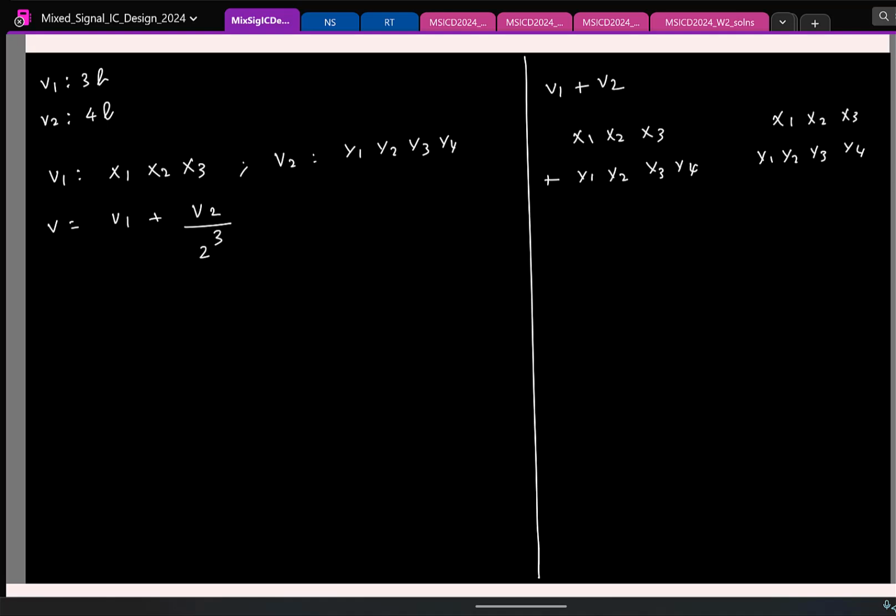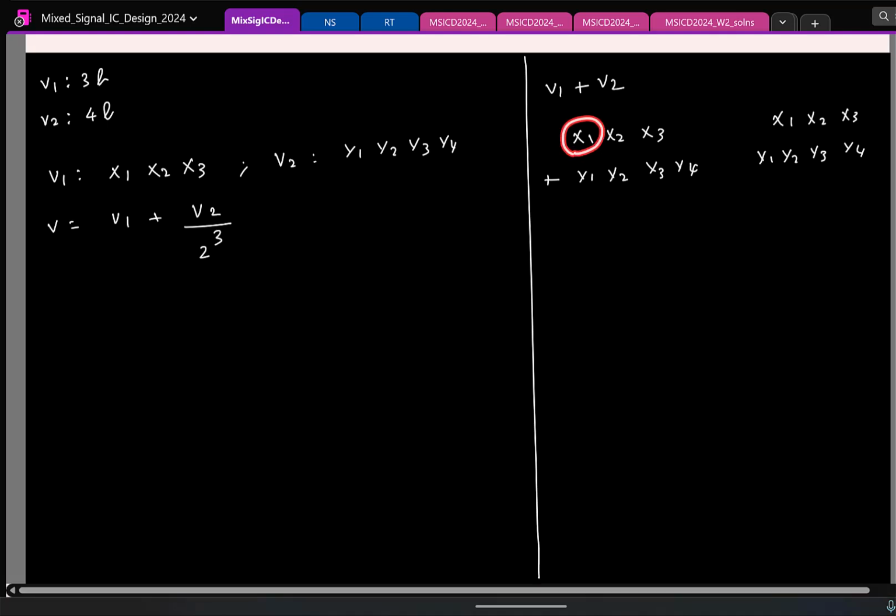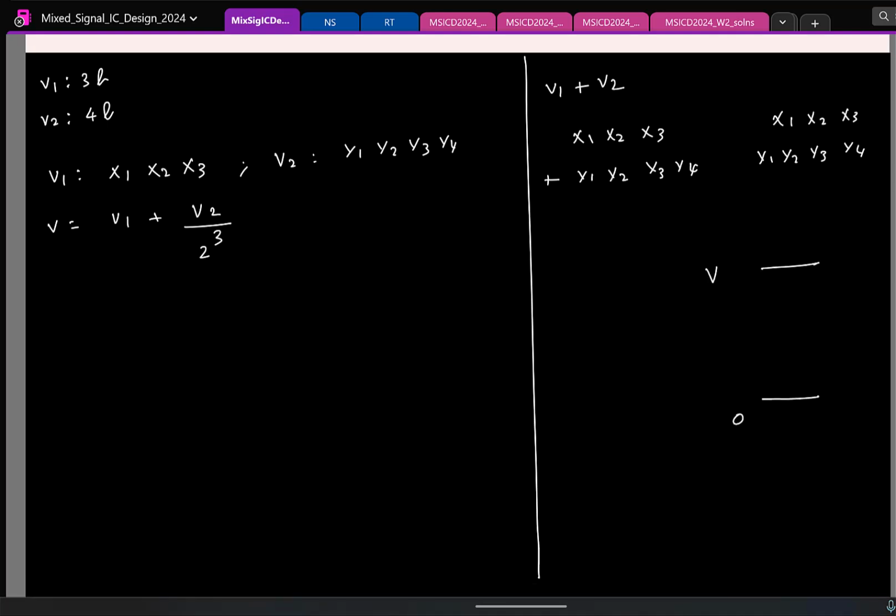You are multiplying X3 with the 2 to the power 0. Okay, think about it. The first bit here is giving information. Let us say the input is starting from 0 to V. If I know that the first bit is 1, what can I say about the input voltage? It is basically in the upper half, right? Irrespective of whether it's a 3 bit or a 4 bit, the first bit here, X1 or Y1, tells you whether the input is in the upper half or the lower half, right?